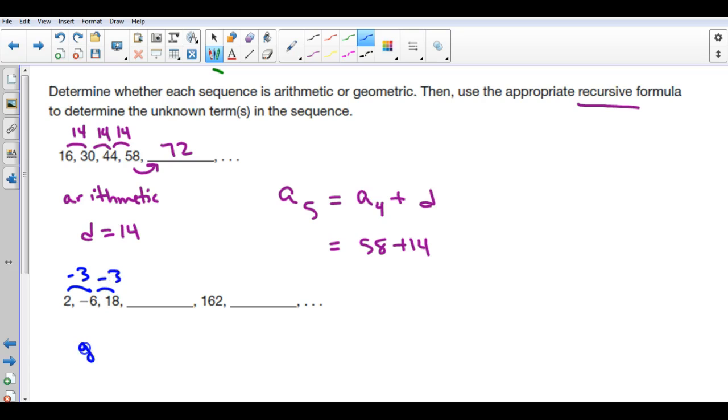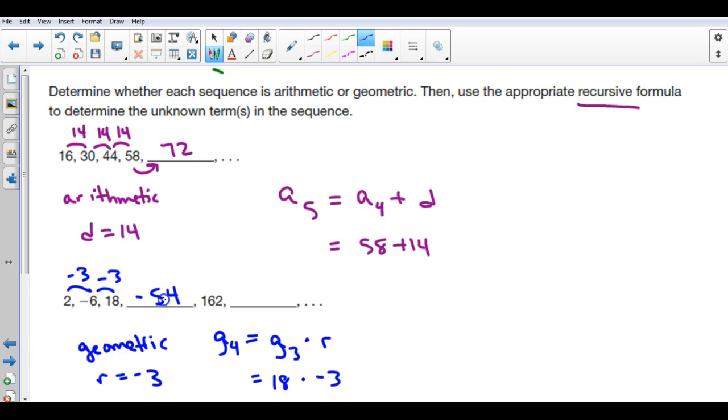So what that means is that this is a geometric sequence where we are multiplying by a common ratio of negative 3. So if I want to figure out what my fourth term is, because that's where the blank is, what you would need to do is take, oops, I'm sorry, this should be G4. In order to figure out what this fourth term is, you take the third term and multiply by the common ratio. So I'm going to need to take 18 times negative 3, and that's going to give me negative 54.